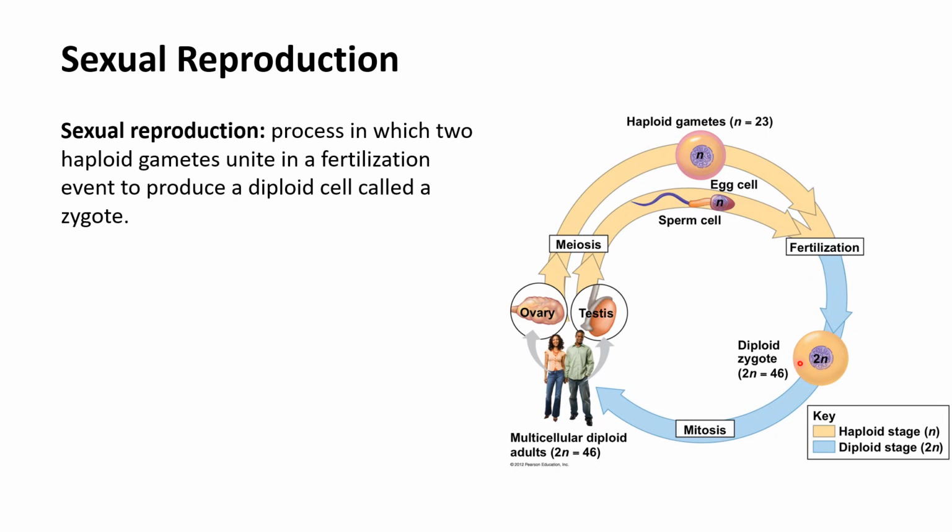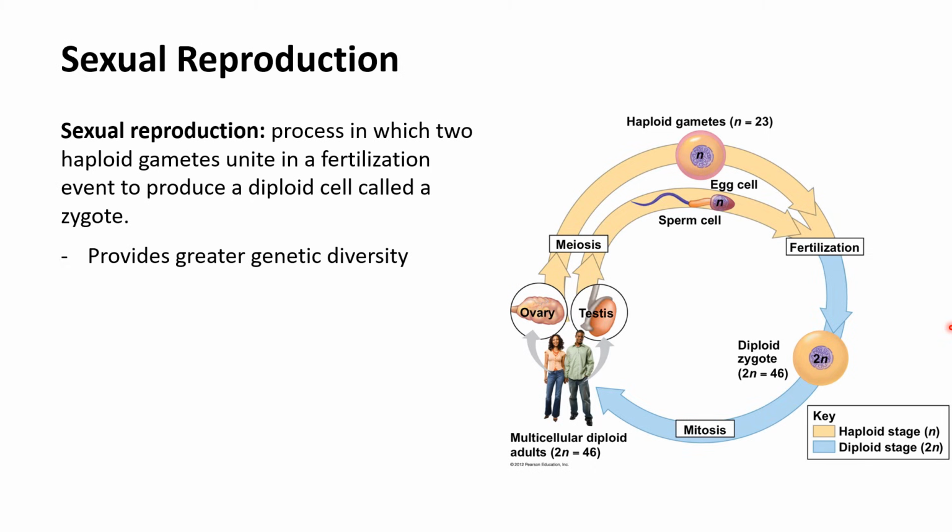Too many chromosomes for a human. They are supposed to only have 46. So this is why in sexual reproduction we have a haploid and a diploid stage here. So a lot is going on inside your bodies that you're not quite aware of.